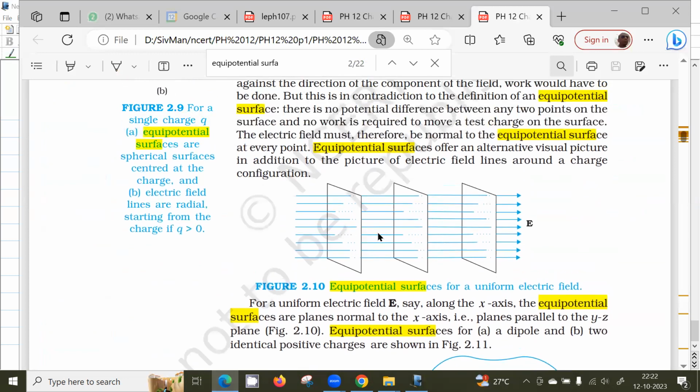So here the potential is the same everywhere. That's why the density of the field lines is not changing, it is constant, just like between capacitor plates, where the electric field is uniform. So the distance between the electric field lines will be uniform, it will not change.